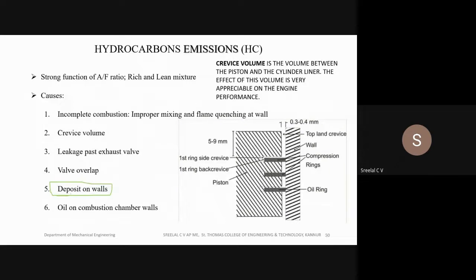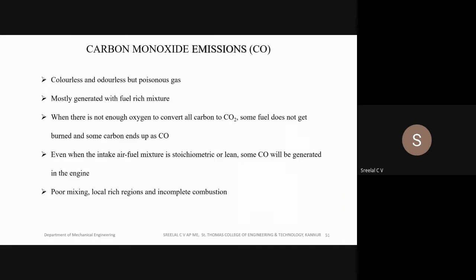Ready? Yes, sir. Okay, and the next one is oil on the combustion chamber wall. Okay, oil on the combustion chamber wall. This is the same phenomenon. So this is due to the hydrocarbon emission. Okay, next we are going to discuss the carbon monoxide emission.